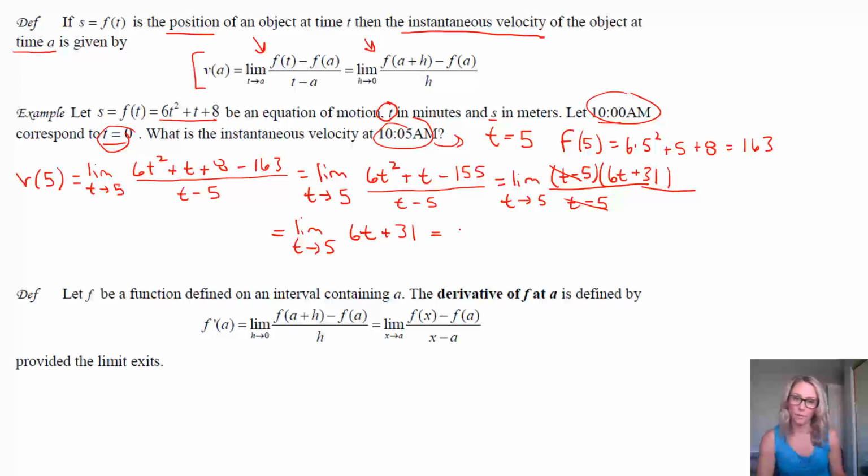And you should get, when you plug it in, 61. And that's probably not surprising to you. It's a velocity. So notice we're talking about velocity. Velocity is speed, that sort of thing. Like when we drive, miles per hour is a velocity. And so in this case, we have meters per minute. And that's how fast this function is going. It's the position of an object, and this is how fast the object is going at 5 minutes, exactly at 5 minutes, because it's instantaneous.